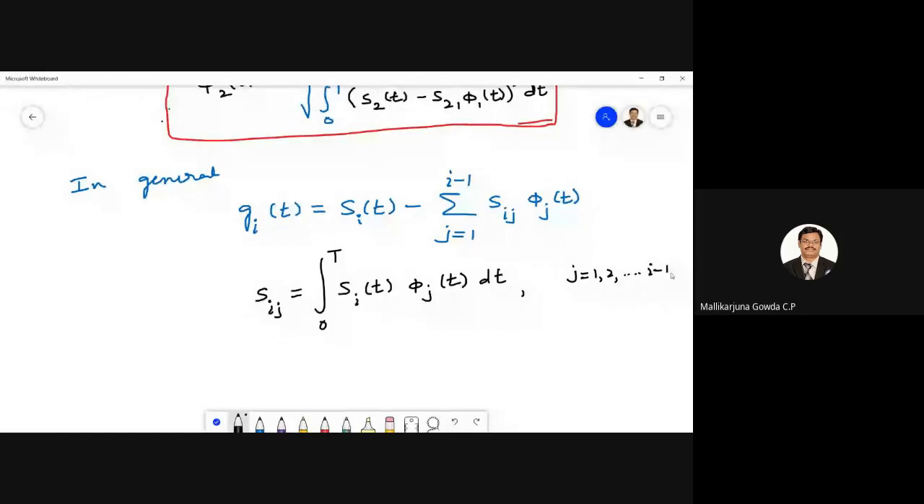In the same way, I can write what phi i of t is also. I can generalize phi i of t. Yes, can any one of you guess what I can write for phi i of t in terms of gi of t? I wrote what phi 2 of t is, no? That is g2 of t divided by the square root of the energy of that signal g2 of t, right? Can I write phi i of t?